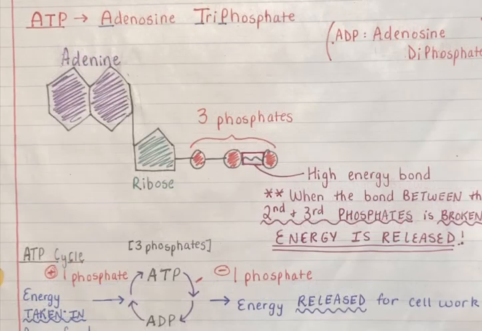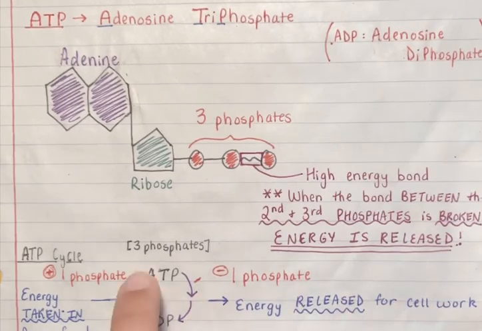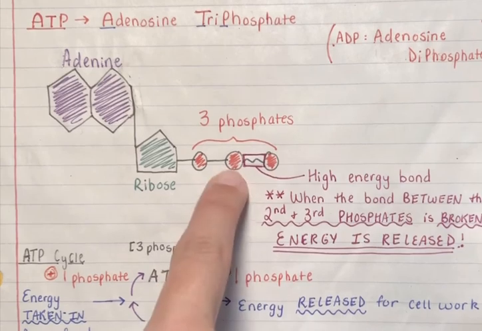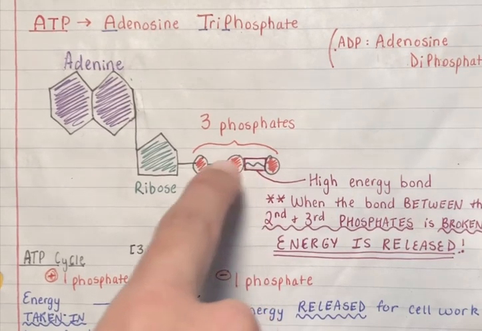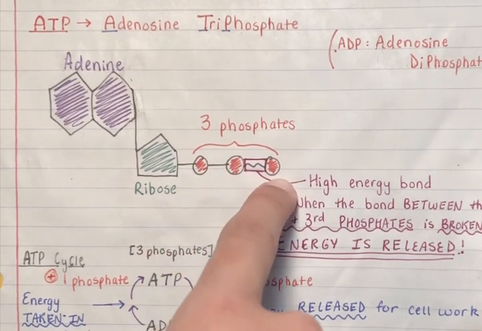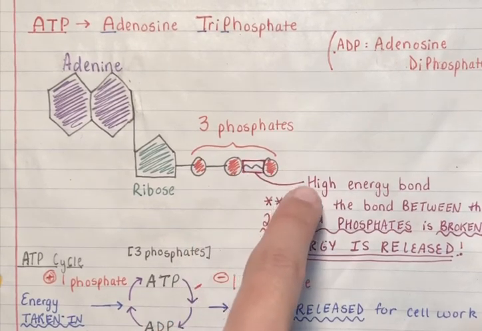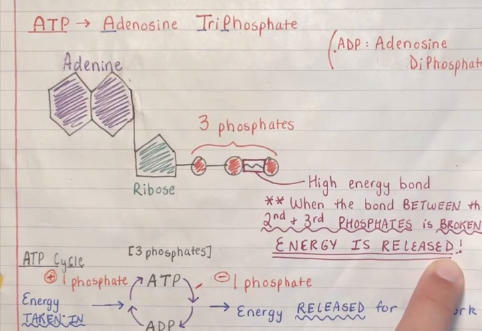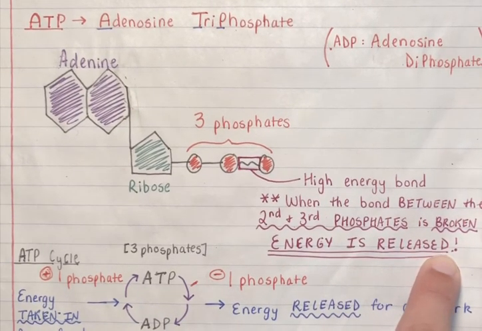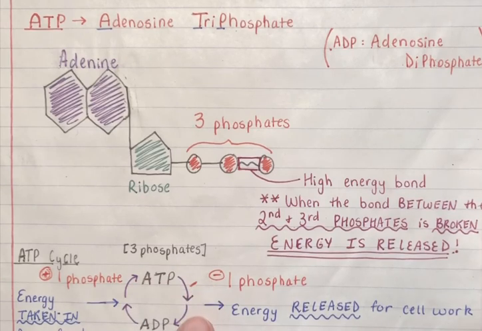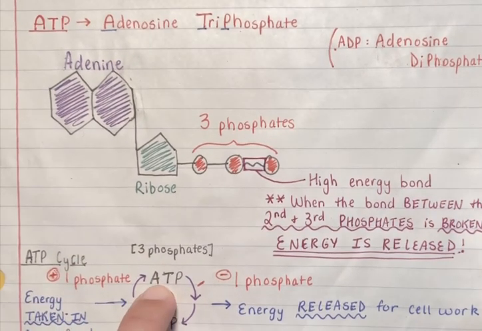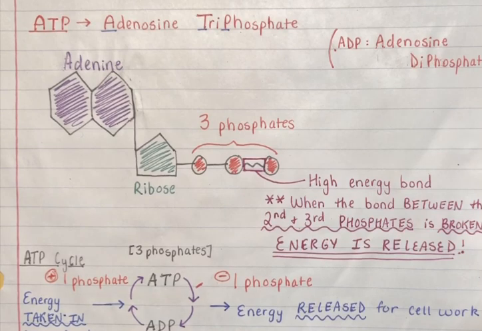So the main thing to remember here is that energy is released when this second and third bond are broken. That is very important. If you know nothing else about ATP, you need to know that the second and third phosphate, the bond that holds them together, is a high energy bond, and when it breaks, that is when our energy is released. That's how you get your boost of energy, okay? So when we lose this phosphate, you release energy, and then when you eat, you're going from that ADP of the 2 phosphates back to ATP, because when you eat, you're adding a phosphate group in based on the food that you eat.